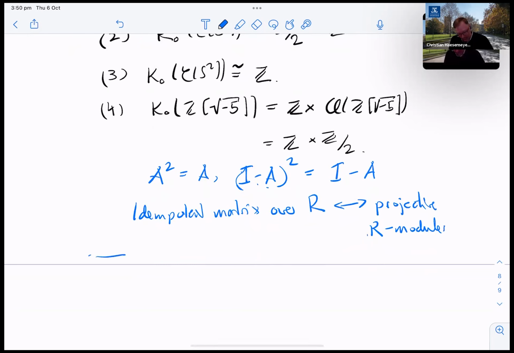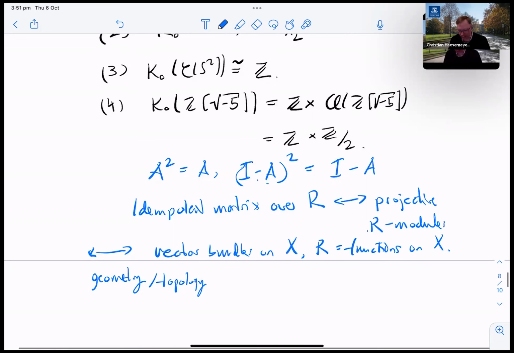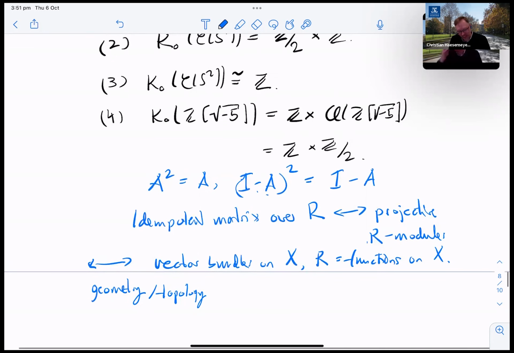And then if you are in the geometric situation, or in the topological situation, those projective R modules correspond to vector bundles on some space X, if R is functions on X. And I'm being intentionally vague, because functions on X can be continuous functions, or they could be differentiable functions, or they could be holomorphic functions, if that makes sense for X. Or in the second part of this talk, there will be regular algebraic, so rational functions. So that's what's related to K-theory.